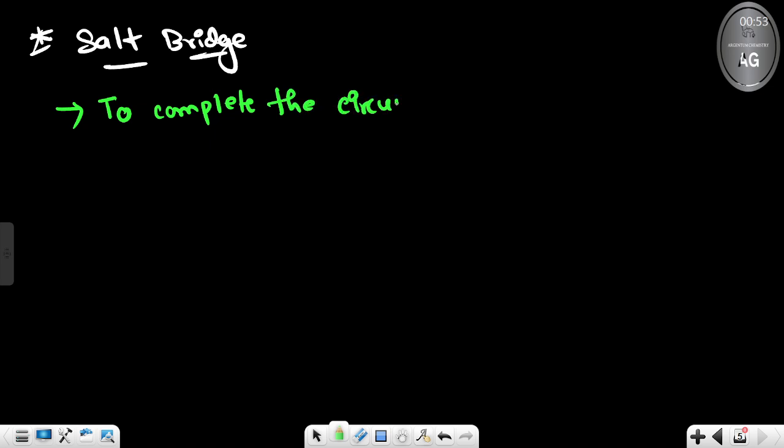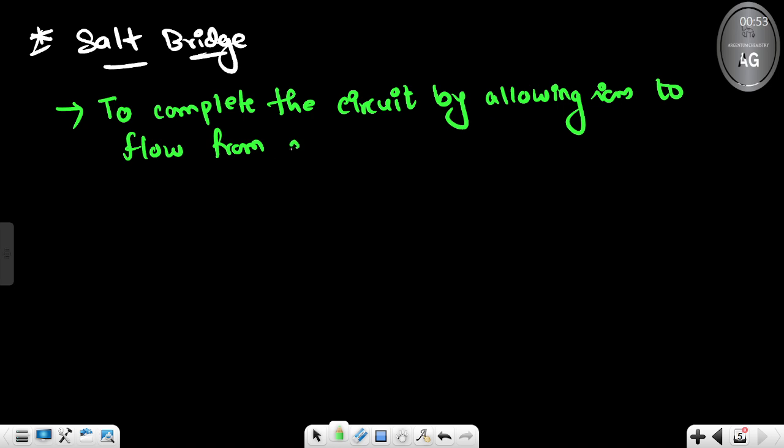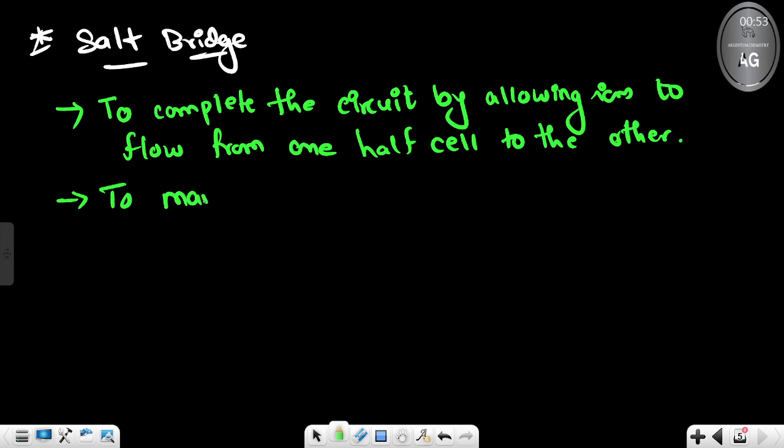But how does it complete the circuit? To complete the circuit by allowing ions to flow from one half cell to the other. Right? Clear? So the salt bridge's first function is to complete the circuit by allowing ions to flow from one half cell to the other.